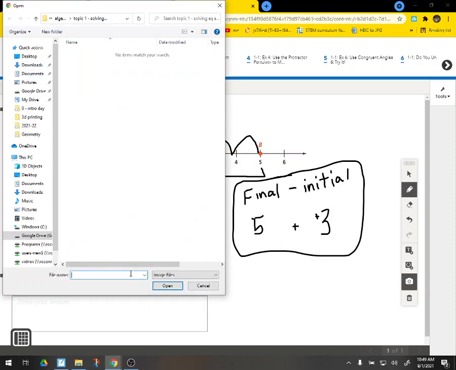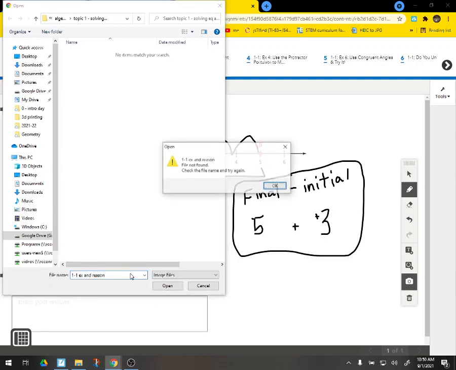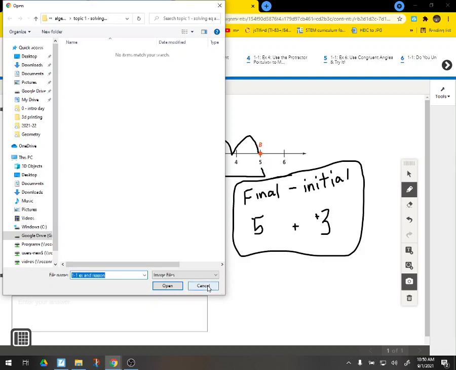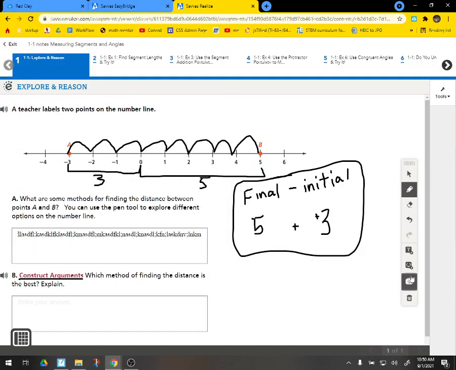So I wonder what happens if I click this. Oh, what if I call this 1-1 EX, or no, this was explore and reason. Oh, it's having me insert a picture. So it looks like I can't save this. If I was doing work like this and I was trying to submit it to my teacher, I would screenshot it.